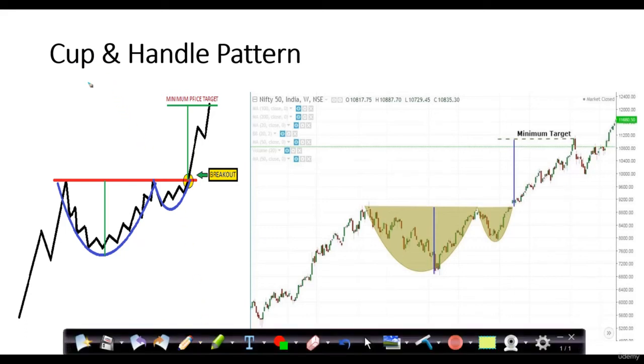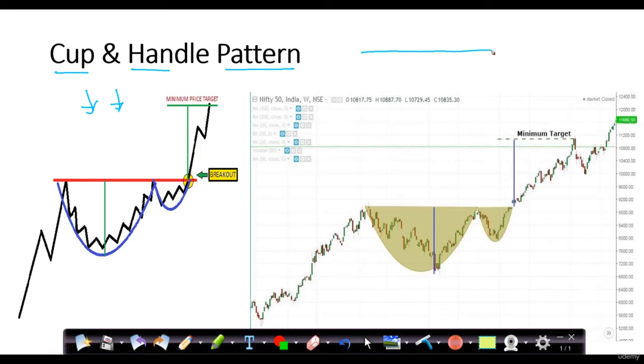In this video, we are going to discuss the cup and handle pattern. The reason this pattern is called cup and handle is that if you look at the shape here, you will see that it looks just like a cup and handle. Now, how is this pattern forming?